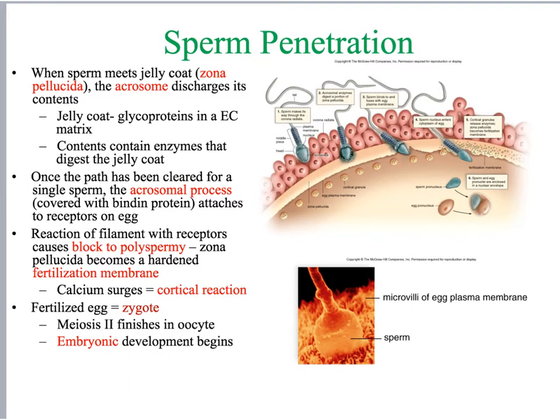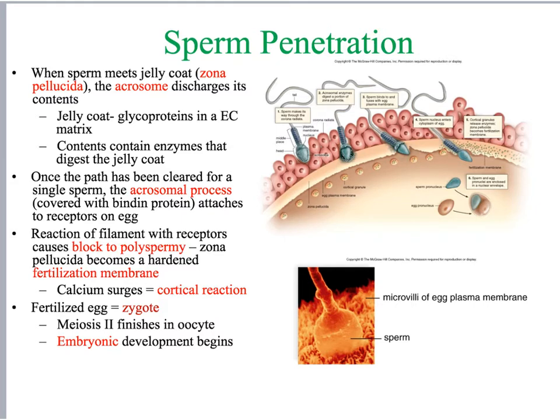Now, when we talk about sperm penetration and fertilization, there are a lot of steps that happen. Remember, we already mentioned that the egg itself, the oocyte, is surrounded by the corona radiata. These are the support cells that went with that secondary oocyte when it was ovulated. Now, there's also something called a jelly coat or a zona pellucida, which is deep to the corona radiata, and this is just a big layer of glycoproteins in an extracellular matrix. And the contents of the acrosome of a sperm, once it hits the egg, is designed to digest not only some of those corona radiata cells, but also to digest the jelly coat.